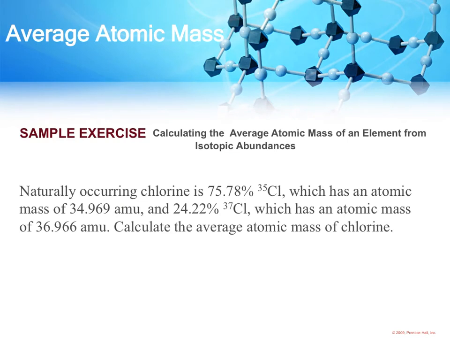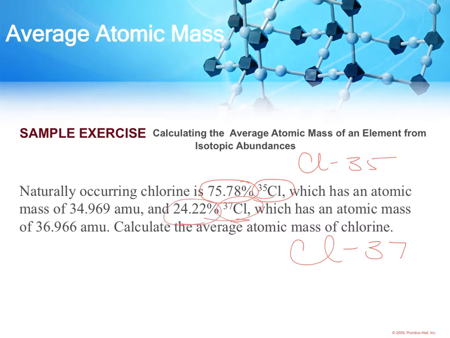So here's an example so you can get practice plugging into the equation. Chlorine has 2 isotopes that occur naturally, chlorine 35 and chlorine 37. Chlorine 35 is the most abundant isotope of chlorine and is present at almost 76%, whereas chlorine 37 is present only around 24%. Now, I want you to pay attention to something else too.